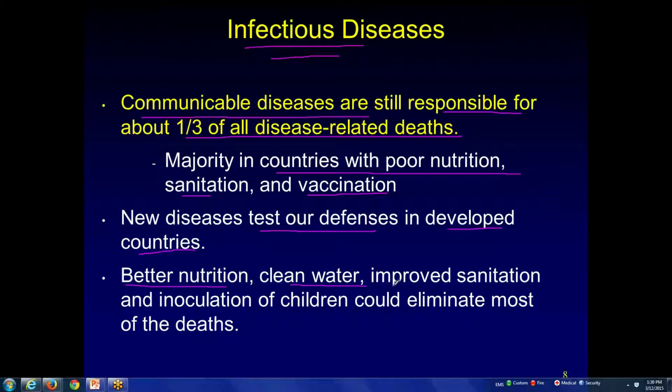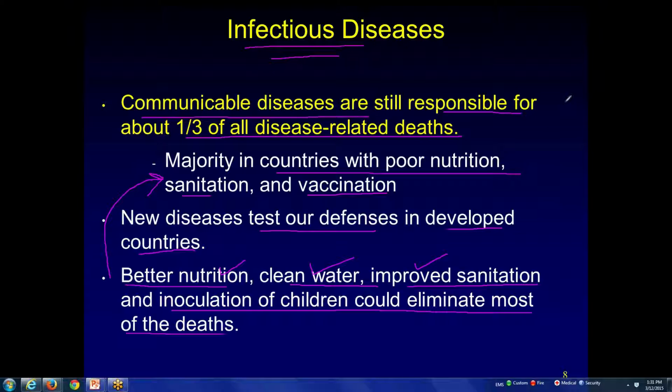Better nutrition, clean water, improved sanitation, inoculation of children could eliminate most of the deaths. Notice nothing mentioned about wonder drugs or very expensive health care. Just simply better nutrition, simply better clean water, better sanitation, those kinds of things could eliminate most of these deaths that are occurring in places like our poor nations especially.